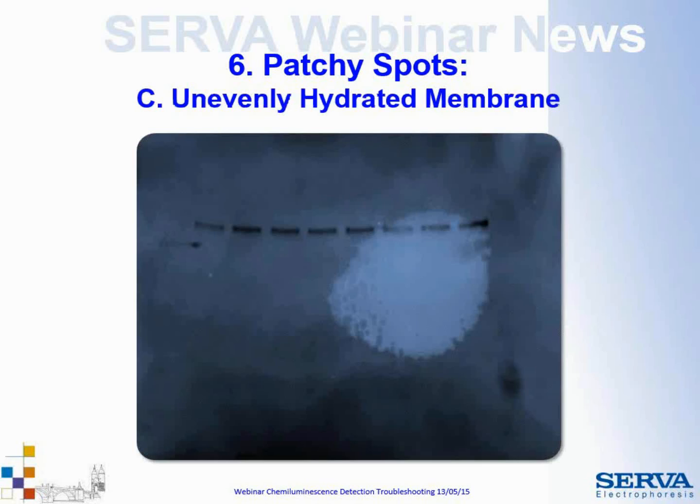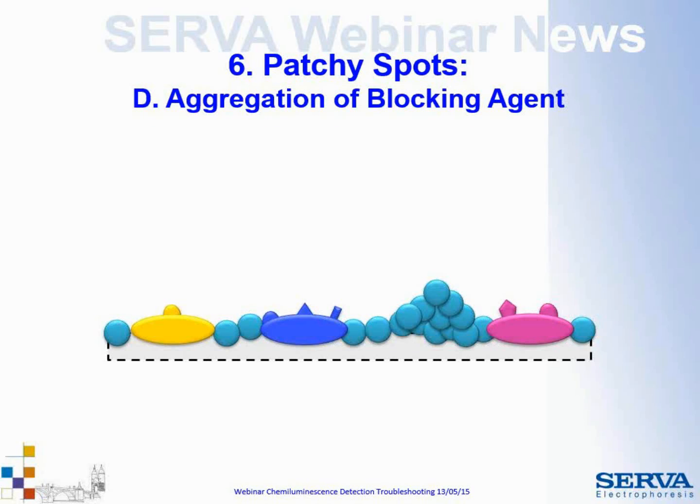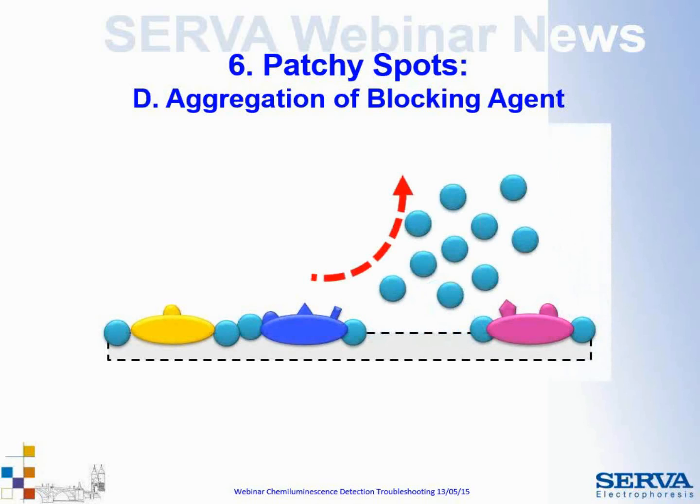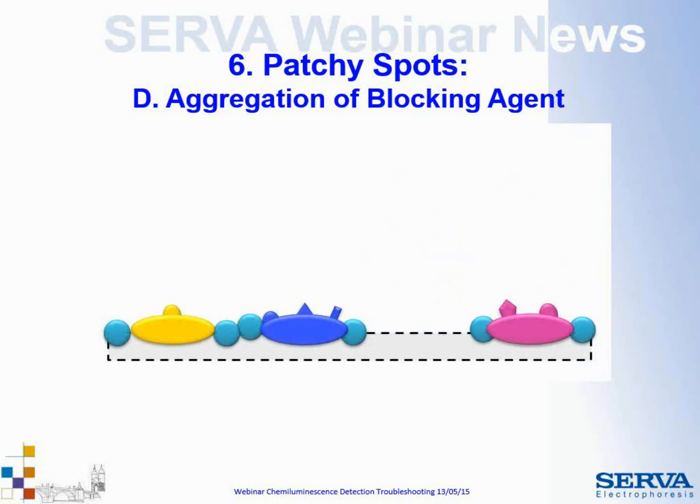Patchy spots also can be caused by unevenly hydrated membrane. As I already mentioned, it is very important to make sure that once the membrane is wetted, it is always wet during the complete procedure. If you have aggregations of the blocking agent during the blocking step, this will be removed during the washing and the incubation steps, and then you will have a part of the membrane where no blocking agent is present when the antibody incubation is performed. And then the antibody binds unspecifically on this not blocked part of the membrane, and you will get also patchy spots.